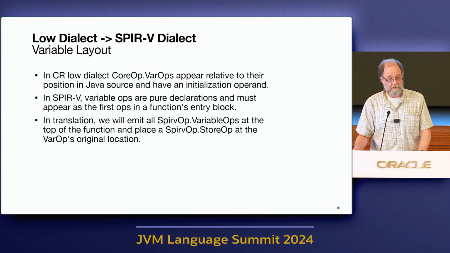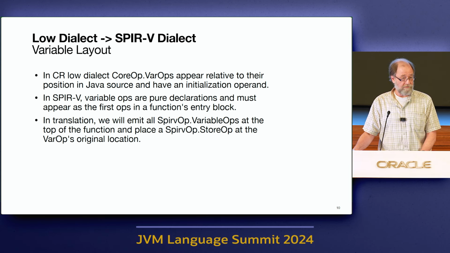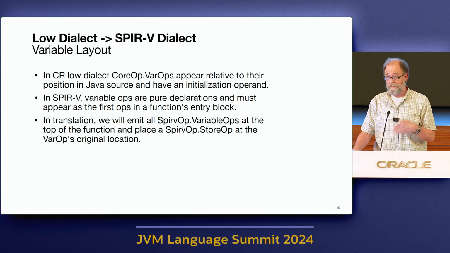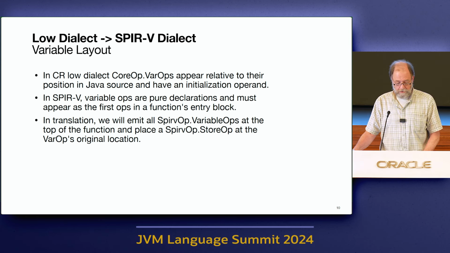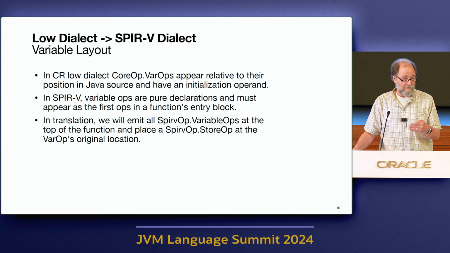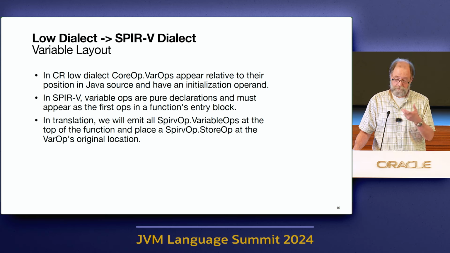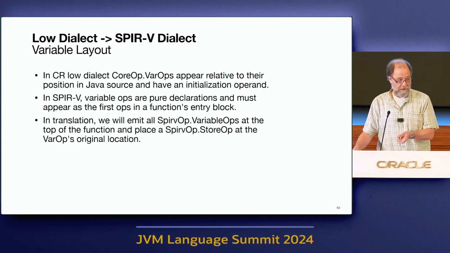But in SPIR-V, they're pure declarations. And there's a rule: they have to be the first ops in a function's entry block. So the position of them in the Java model is not quite right. Even though all the information we have, we're going to declare a type like that, we're going to initialize with that value, but it needs to be split up for SPIR-V.